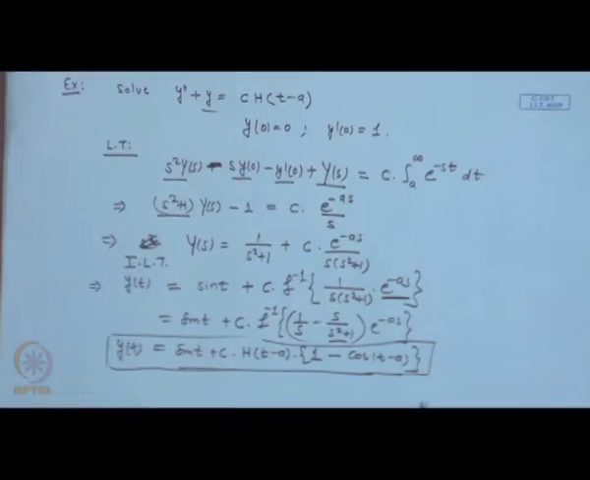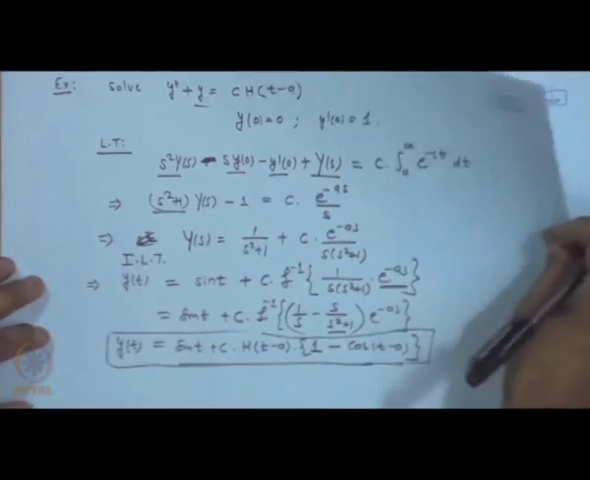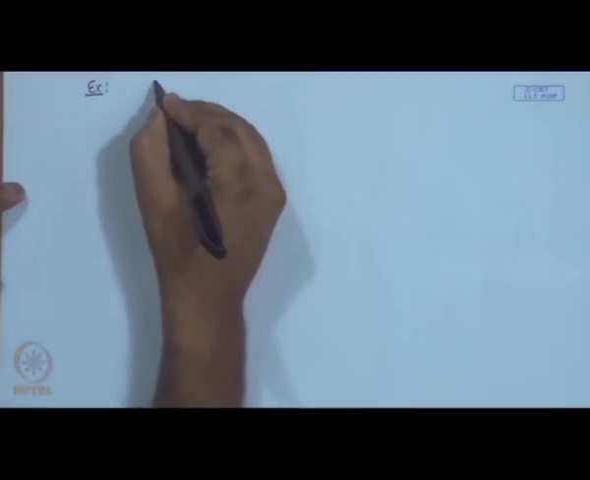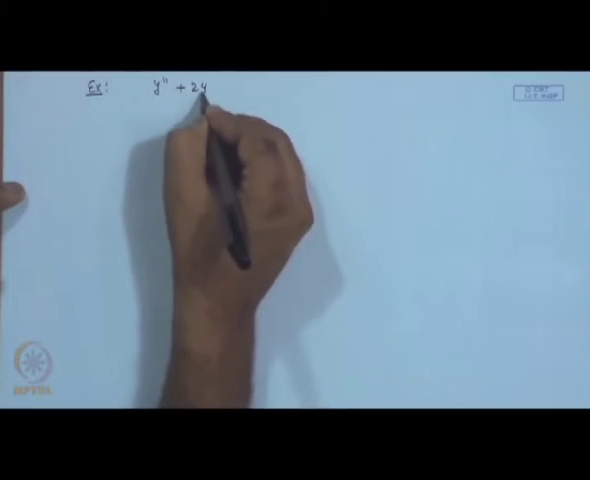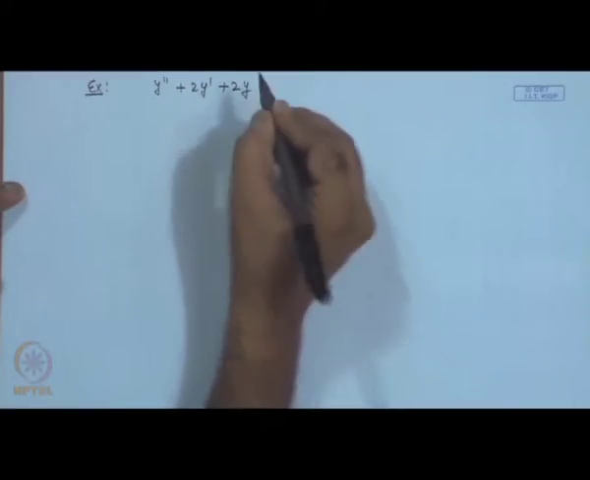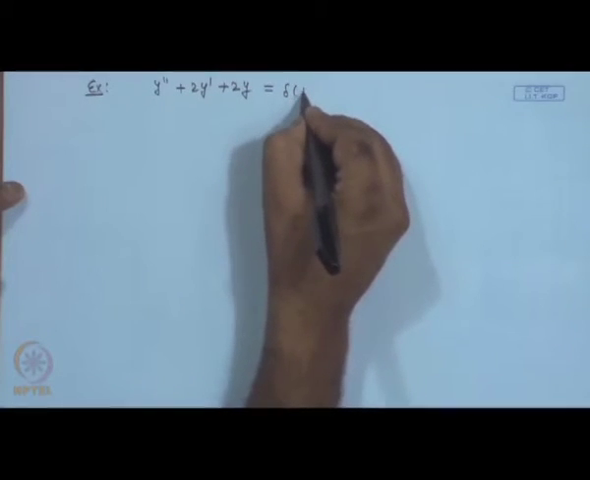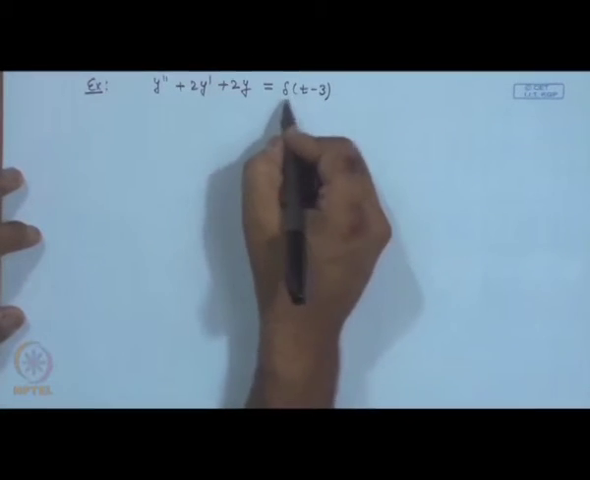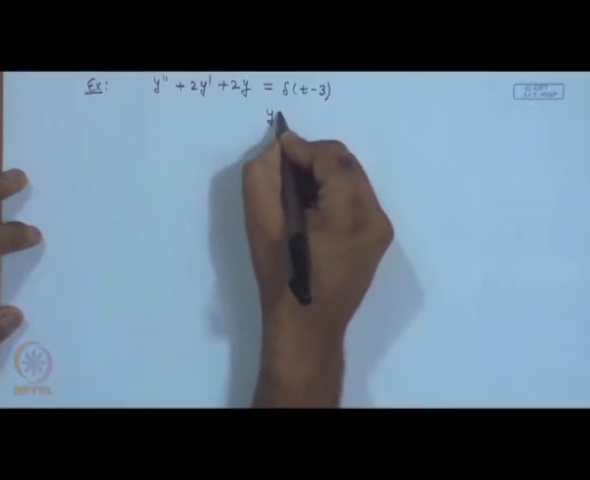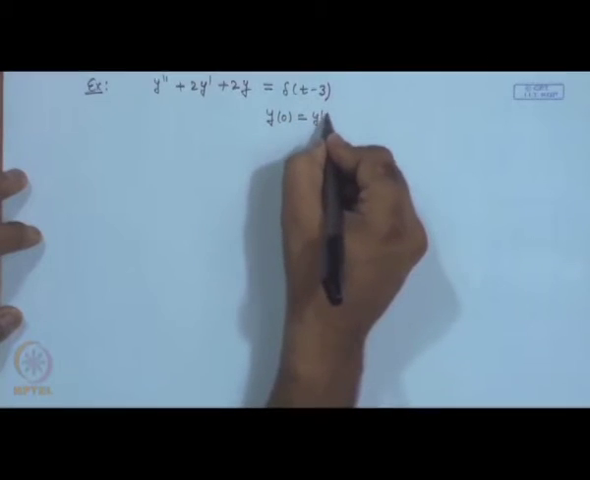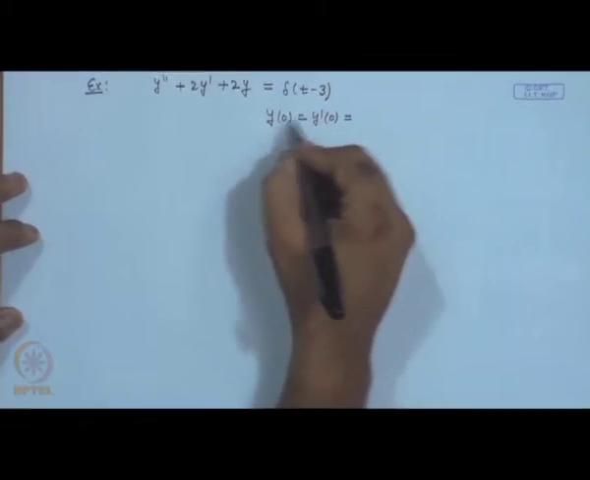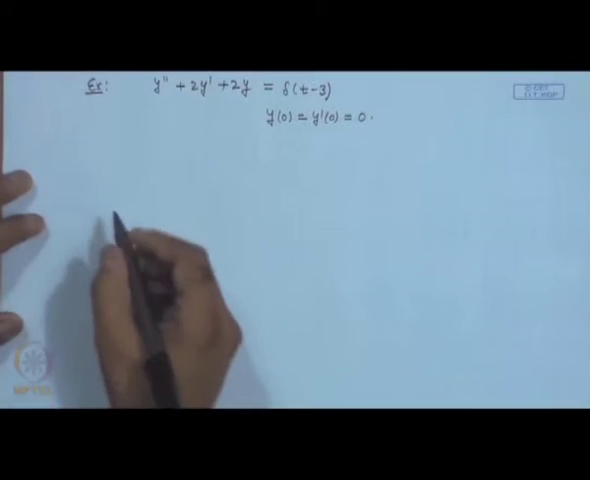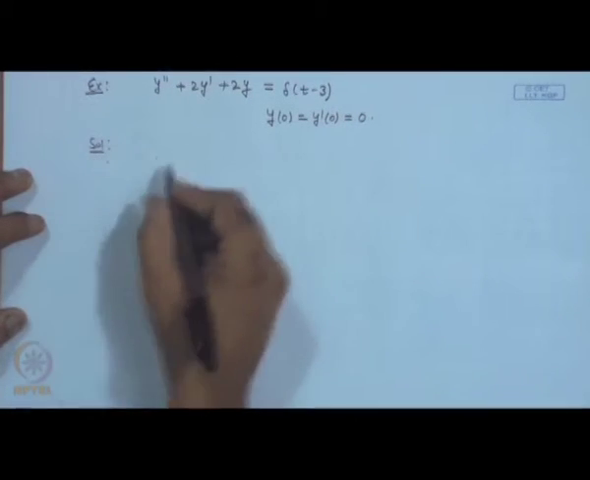Now, in the next example, we will take an even more complicated right hand side of the differential equation, and that is y double prime plus 2 y prime plus 2 y is equal to delta of t minus 3. So, this is a delta function, and we can easily solve this equation using the Laplace transform. The initial conditions: y(0) and y prime 0 are both 0, just for simplicity.